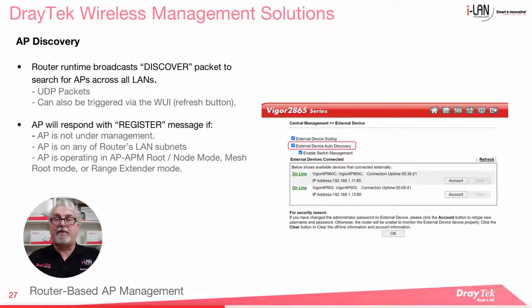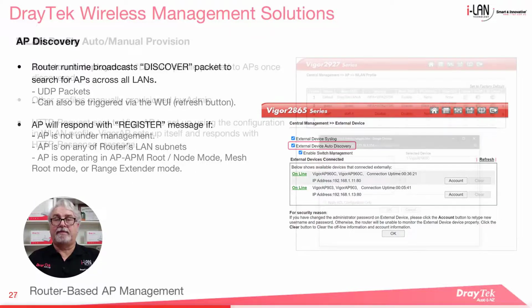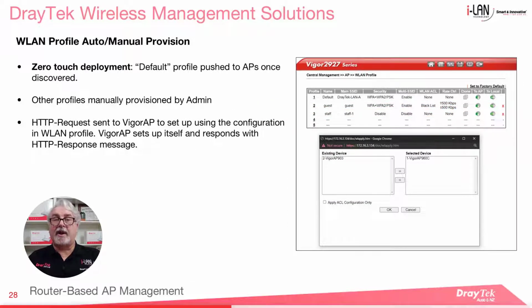Before using the APM function in the router, we need to enable external device auto discovery in the external device menu within central management. Once enabled, the router will broadcast a discover packet on the LAN to discover any access points. Once discovered, they'll appear in the external devices connected list. Once access points are discovered, they're automatically configured by the default profile numbered 1 if auto provision is enabled. Other profiles have to be manually selected and applied to the required access points.